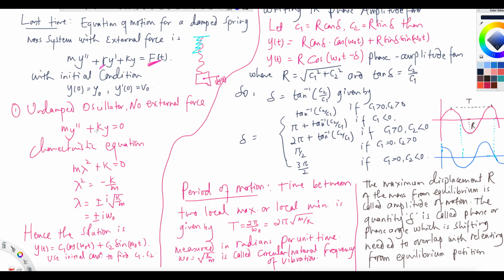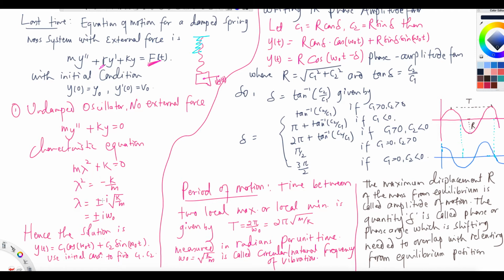Now how do I solve this equation? To solve this equation, we write the characteristic equation. How do we write that? Instead of y double prime, you write lambda squared, plus k. Instead of y, you don't write anything. So m lambda squared plus k equals 0. If you solve this for lambda squared, you subtract k on both sides and divide by m, you get lambda squared equals negative k over m.